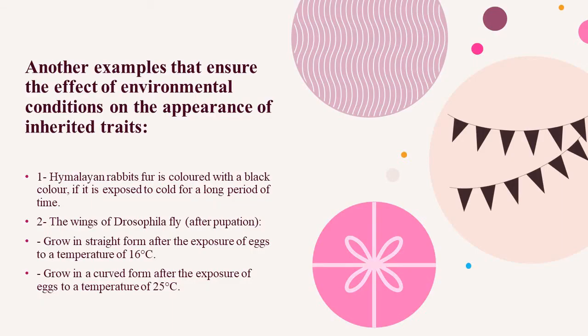Another example is the effect of the environmental condition on the appearance of inherited traits, also like the Himalayan rabbit's fur, which is colored black or white due to the cold temperature or cold area for a long time. Also, the wings of the Drosophila fly after pupation: when the eggs are exposed to temperature 16, they grow straight, and they grow curved if the temperature is 25.